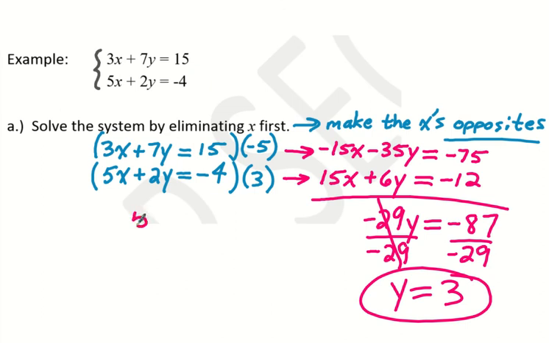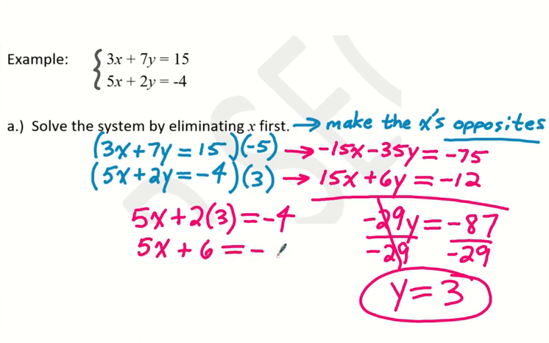So remember, I'm going with this one: 5x plus 2y, but now I know y is 3. So plug it in there. 5x plus 6 equals negative 4. We've solved equations like this a million times. Just got to get x all by itself.